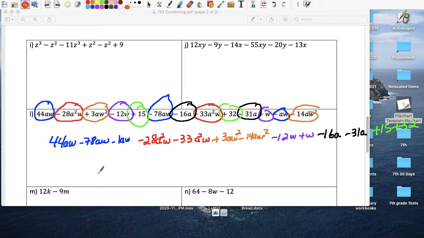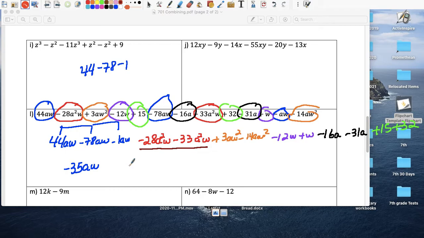All right. So again, we know it's going to be a w, so we're going to combine 48 minus 78 minus 1. So 44 minus 78 minus 1, and that's what you would do. And then you would get negative 35. Okay. In red, I think it's red. We're going to do these now.